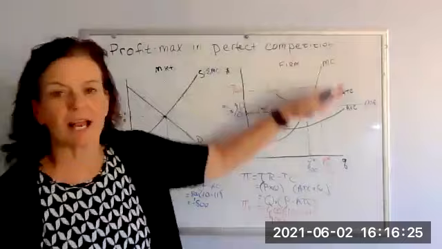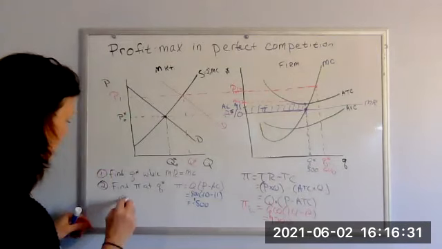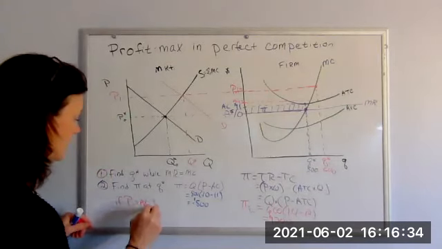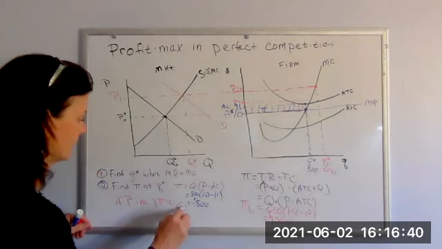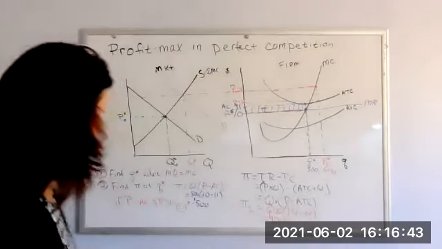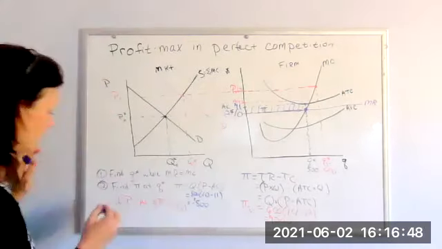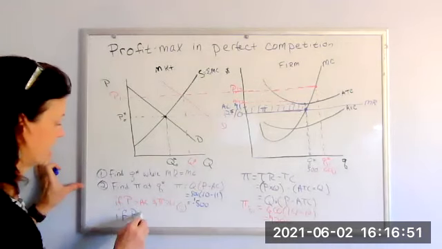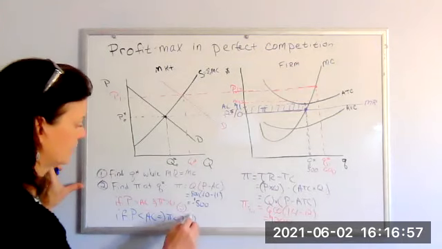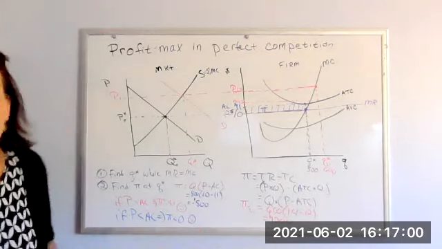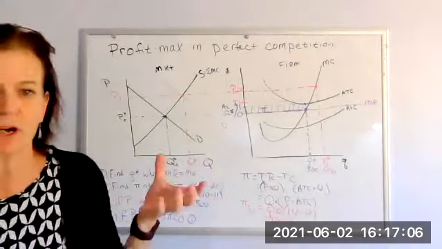So if price is greater than average cost at Q star, that implies profit is greater than 0. And that implies that you're happy. On the other hand, if price is less than average cost, that implies your profit is less than 0 and you are sad. Sad and blue. But that's how you illustrate profit. And it's just a good visual of when we're talking about profit.